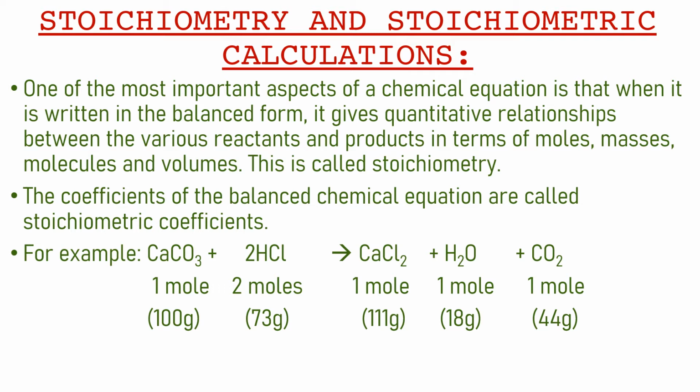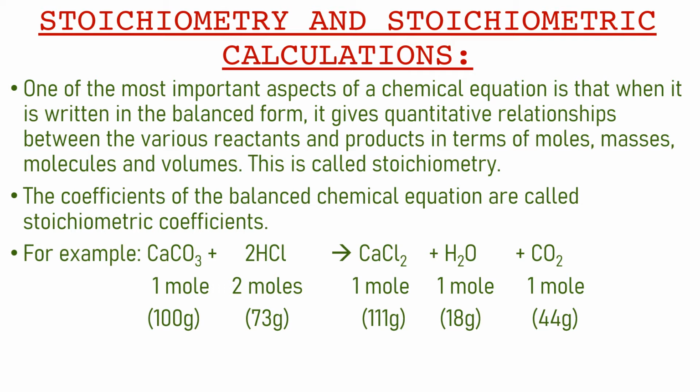For example, you can see over here calcium carbonate plus 2HCl, hydrochloric acid, gives us calcium chloride plus H2O plus CO2. When we talk in terms of moles, this equation is in balanced form, so we can conclude that 1 mole of calcium carbonate reacts with 2 moles of hydrochloric acid to give 1 mole of calcium chloride, 1 mole of water and 1 mole of carbon dioxide.